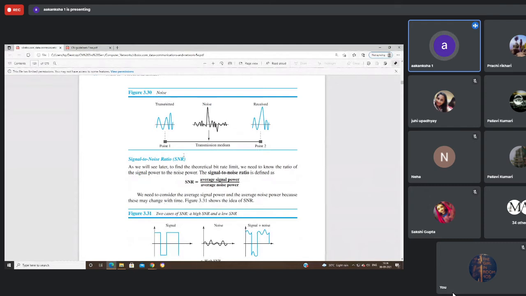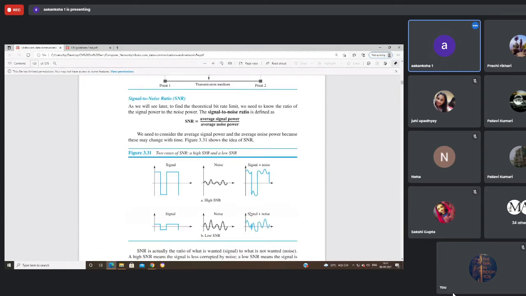Now, in case of noise, like in attenuation, we discussed how to compute attenuation, where there is a loss in the power of the signal or a gain in the signal strength. We used the measurement of decibels to compute the loss and gain in the signal strength. But for noise, we have another parameter known as signal to noise ratio. To find the theoretical bit rate, we need to define the signal to noise ratio. This is average signal power divided by average noise power.